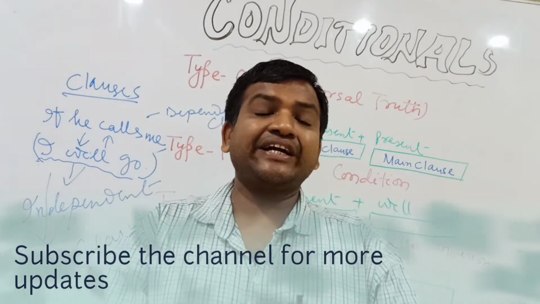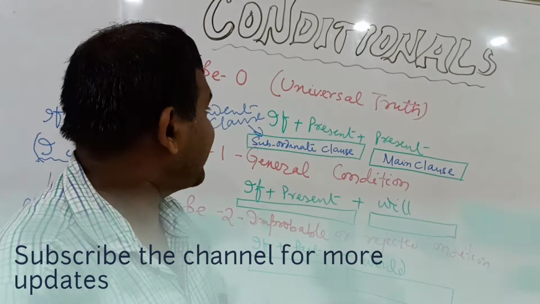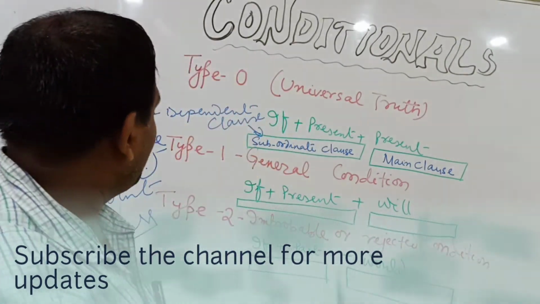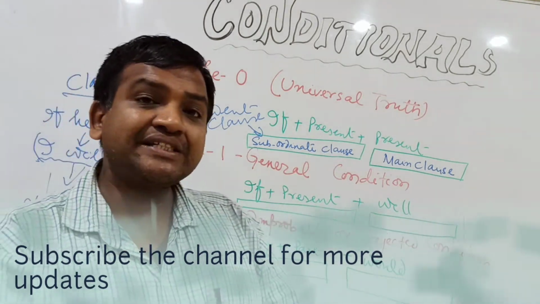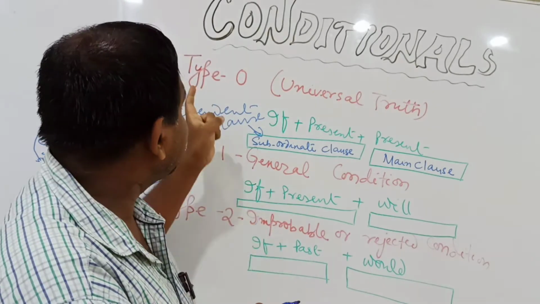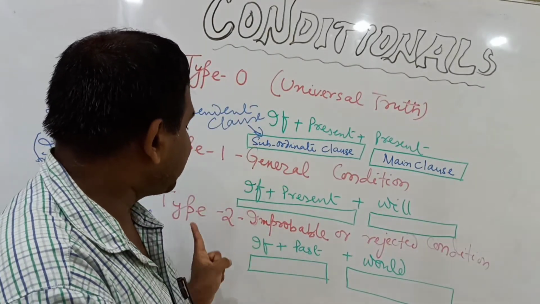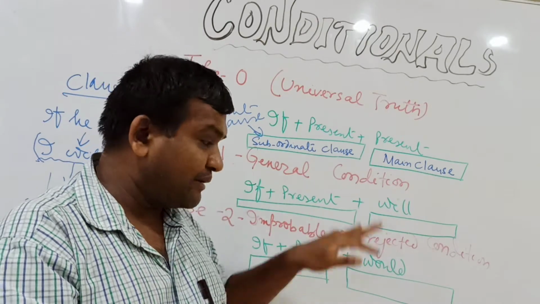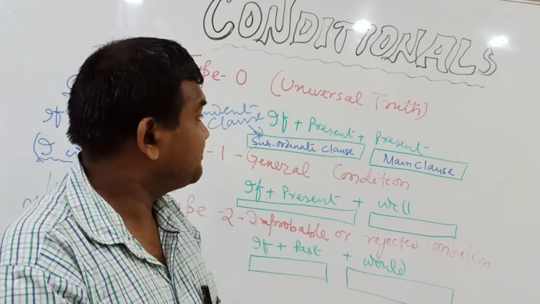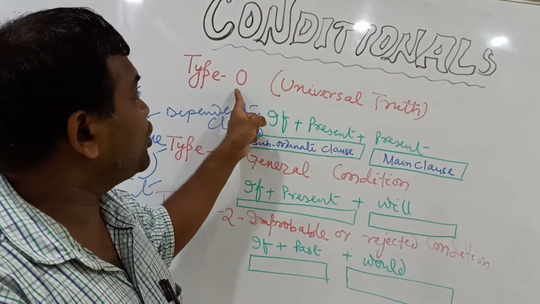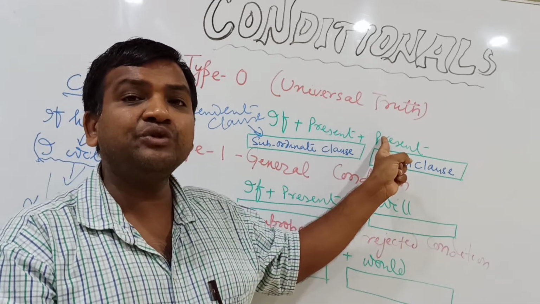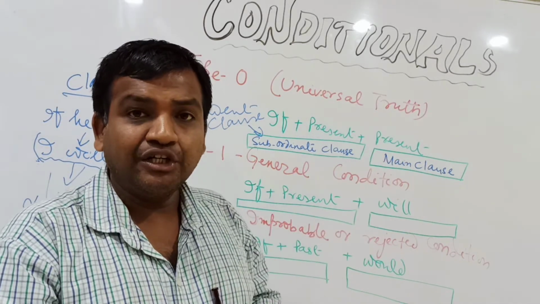The conditions have been typed into 4 types. What are they? Type 0, type 1, type 2 and type 3. Later I will write the others, keeping in view the space I have. Next, type 0. Type 0 is for a universal truth or a fact.